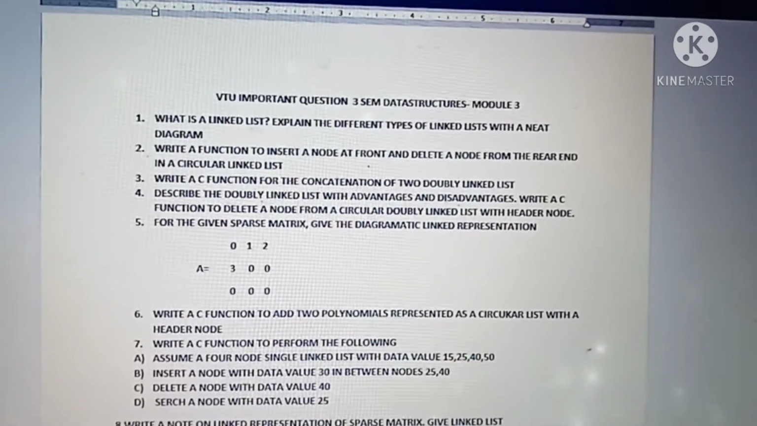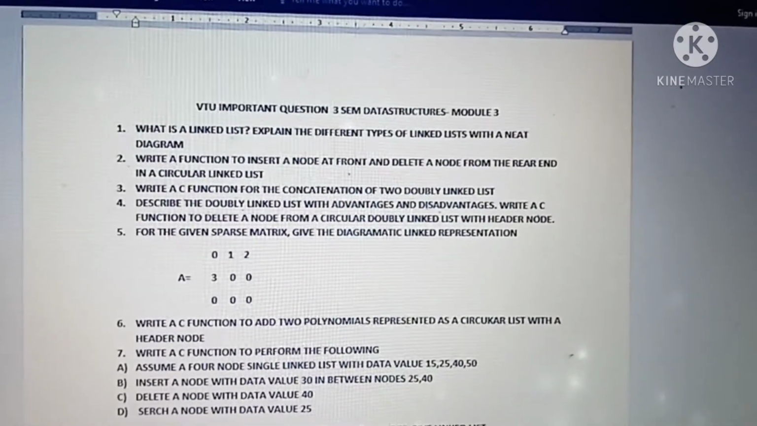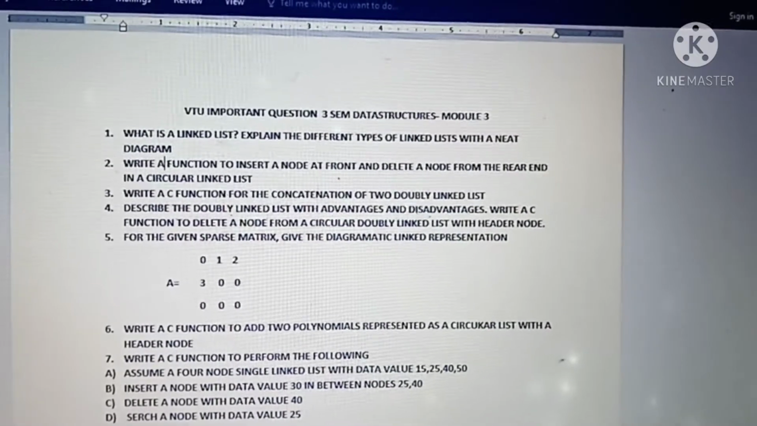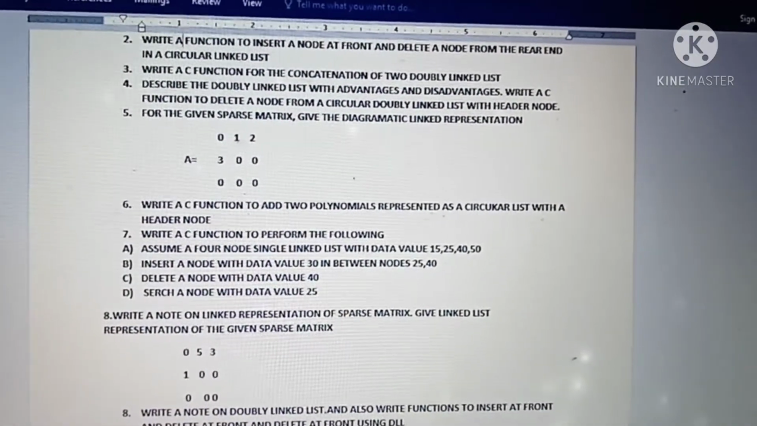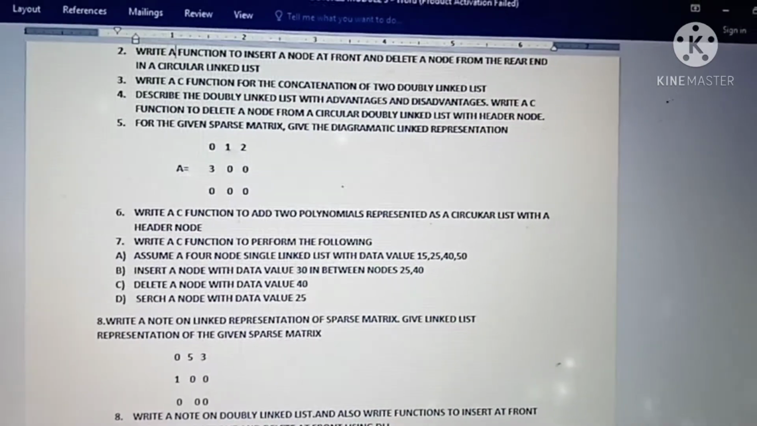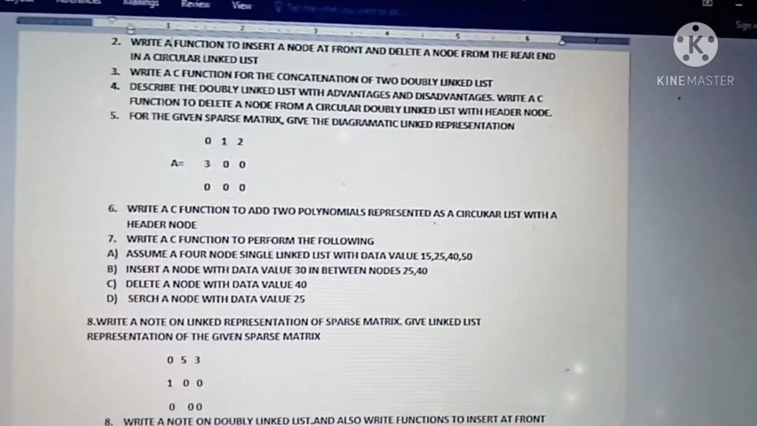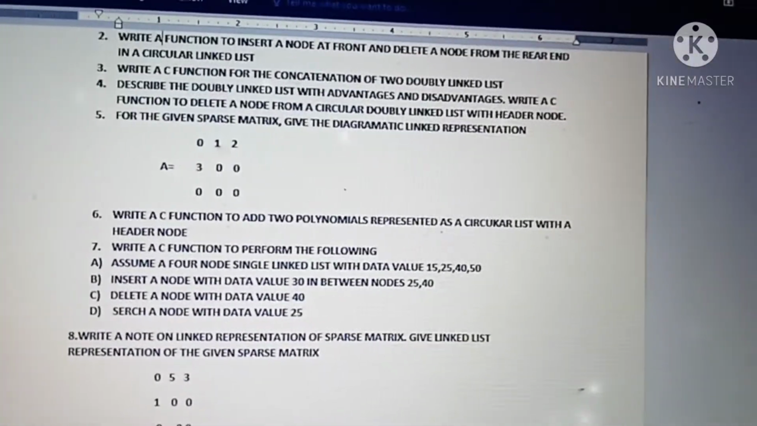Question number 3 is, write a function for the concatenation of two doubly linked lists. Please note, students, this question number 3 is very important. Even for the GATE exam this question is very important. They won't give you such questions directly, but they will ask some questions in an indirect manner.